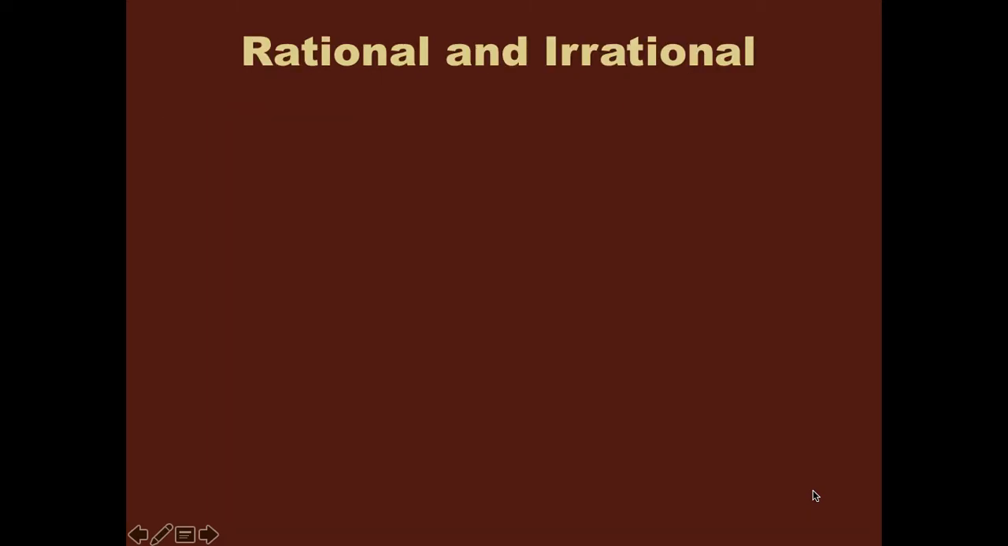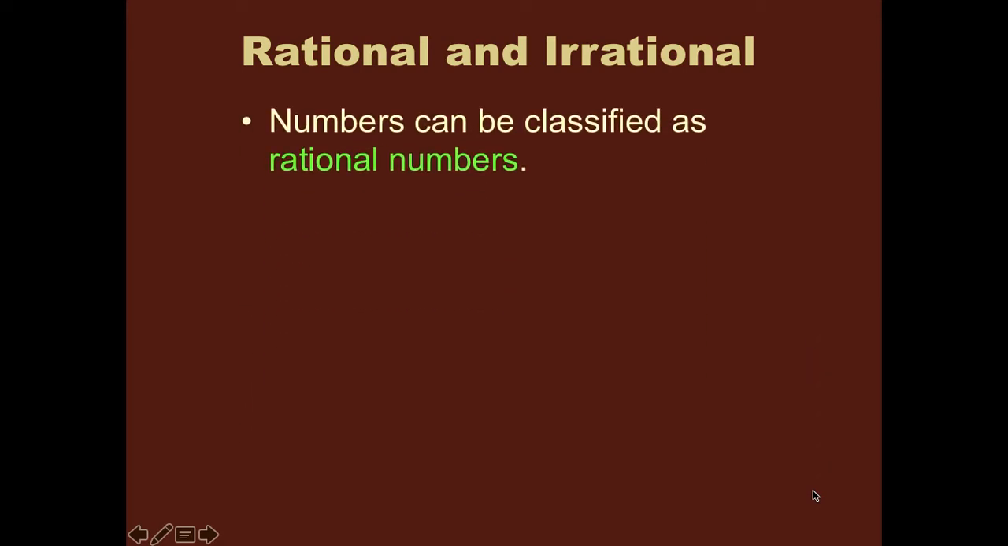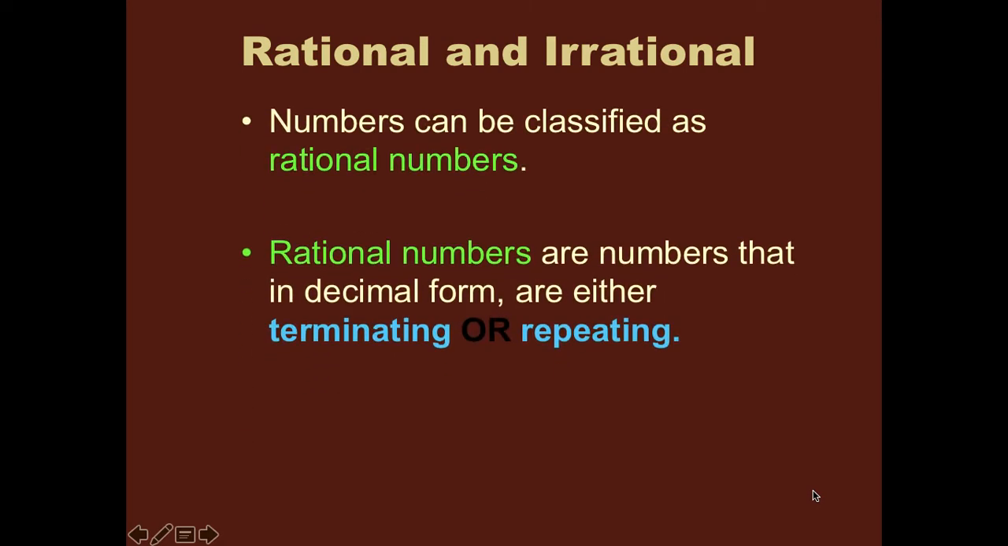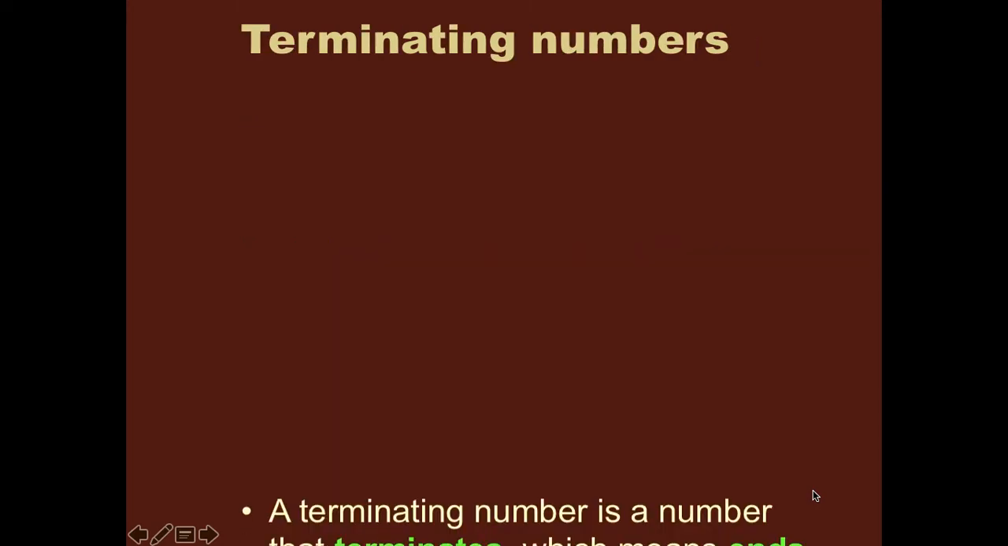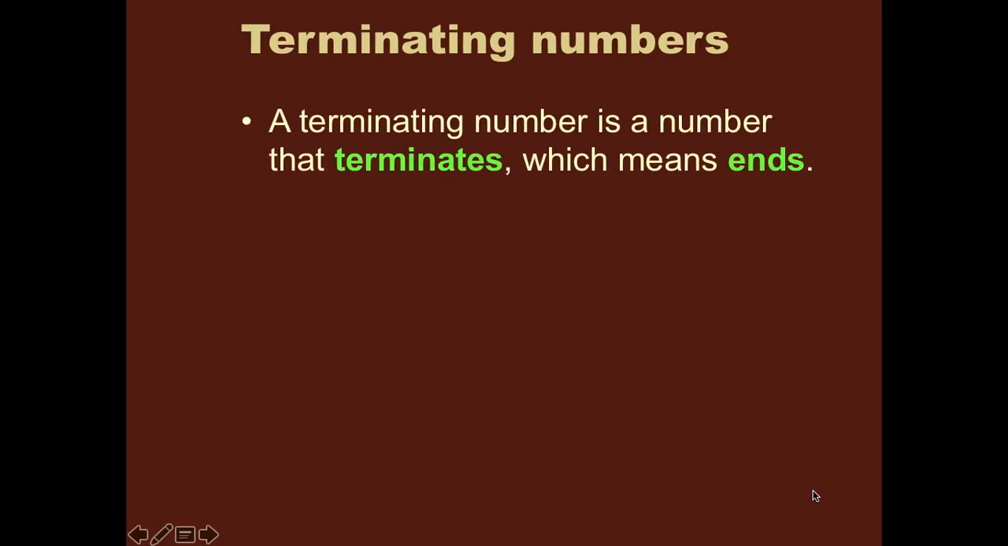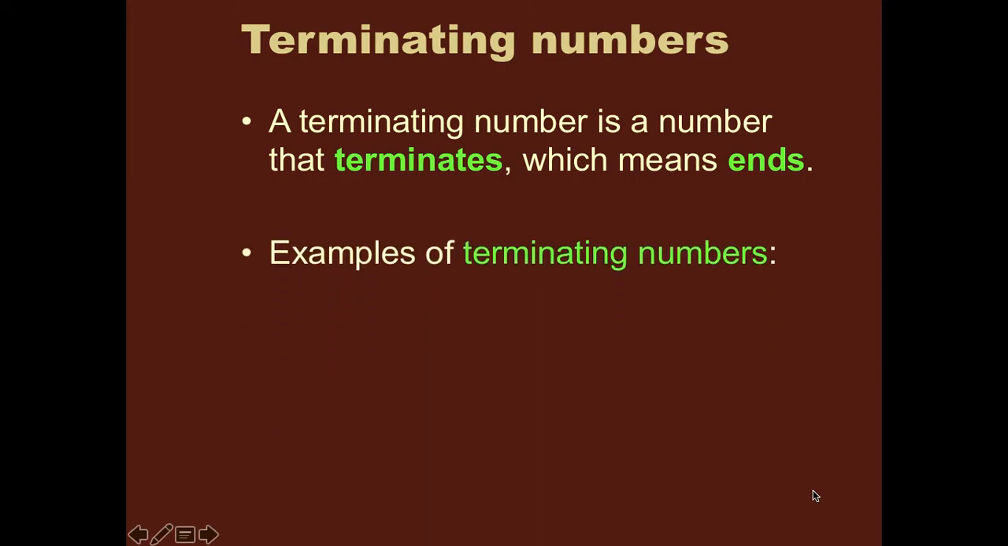Let's revise what rational and irrational numbers are. Numbers can be classified as rational numbers. Rational numbers are numbers that in decimal form are either terminating or repeating decimals. What are terminating decimals? A terminating number is a number that terminates, which means it ends.